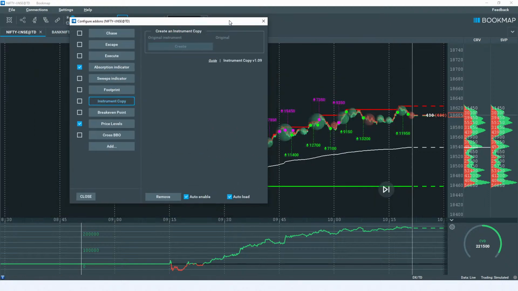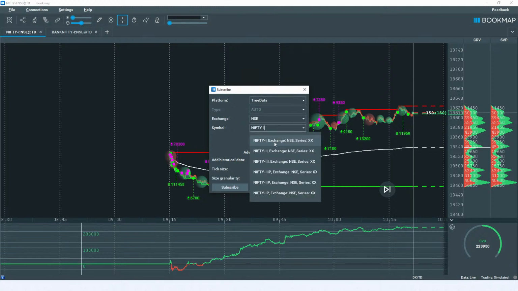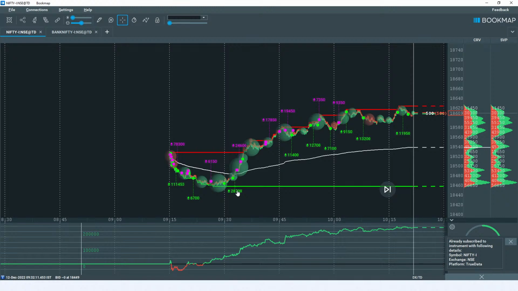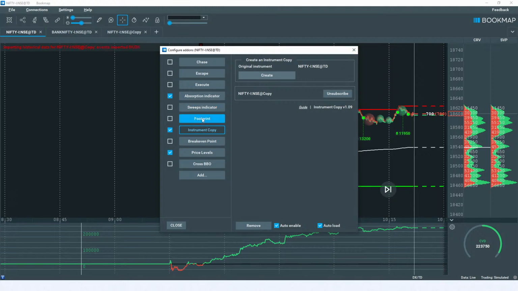There is one more indicator, which is the instrument copy. How we can use this tool is that if you subscribe to the same instrument, for example TrueData and Nifty, and I want a separate chart to monitor a different time frame, I will not be able to do it. Instead, if you go to the add-ons and go to instrument copy, and click the create button, a separate copy of this particular instrument will be created. You can see Nifty NSE copy, so you can unsubscribe and create it multiple times.